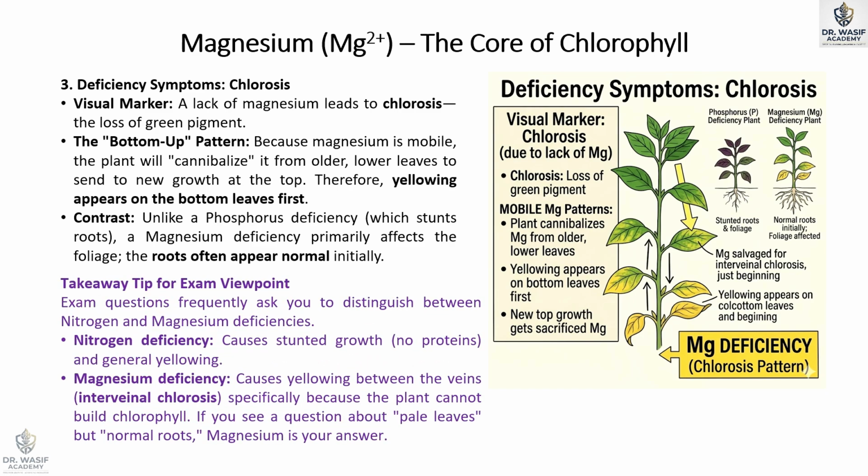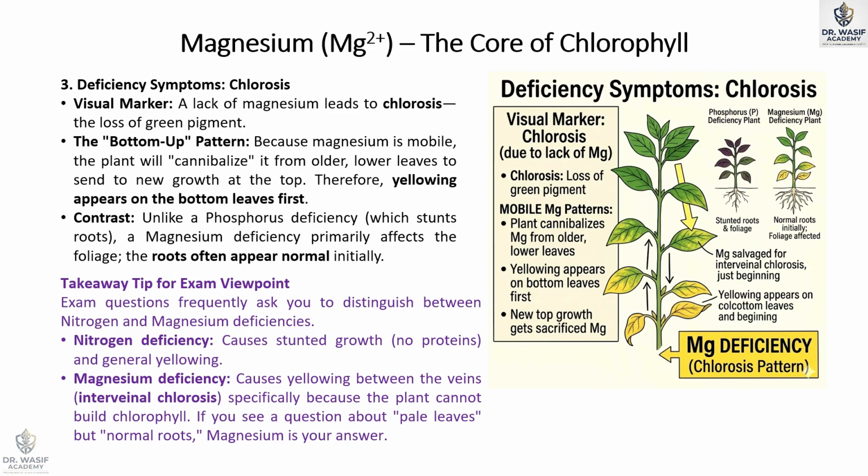So for your exams, you must be able to tell the difference between a nitrogen deficiency and a magnesium deficiency. Think small and yellow. It causes stunted growth because the plant cannot make proteins for new cells. And if there is a deficiency of magnesium, then think interveinal chlorosis. This is a specific pattern where the veins stay green, but the tissue between them turns pale or yellow. So if an exam mentions pale leaves but says the roots appear normal, that is a massive clue that magnesium is the culprit. Okay, that is magnesium deficiency.